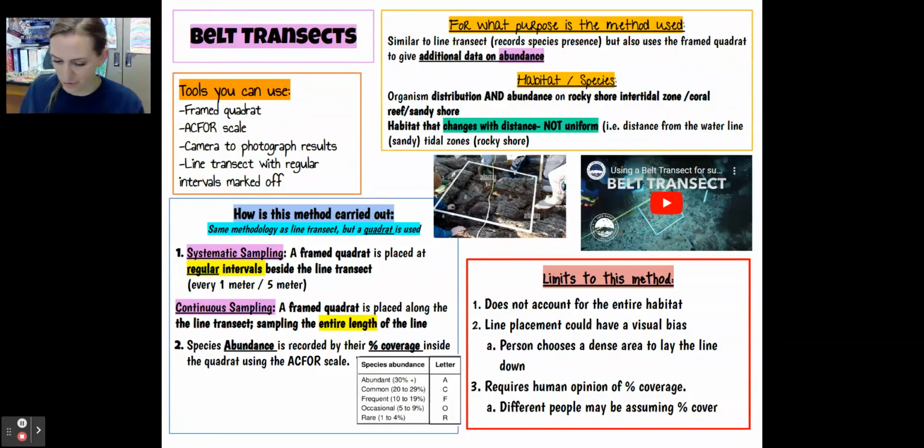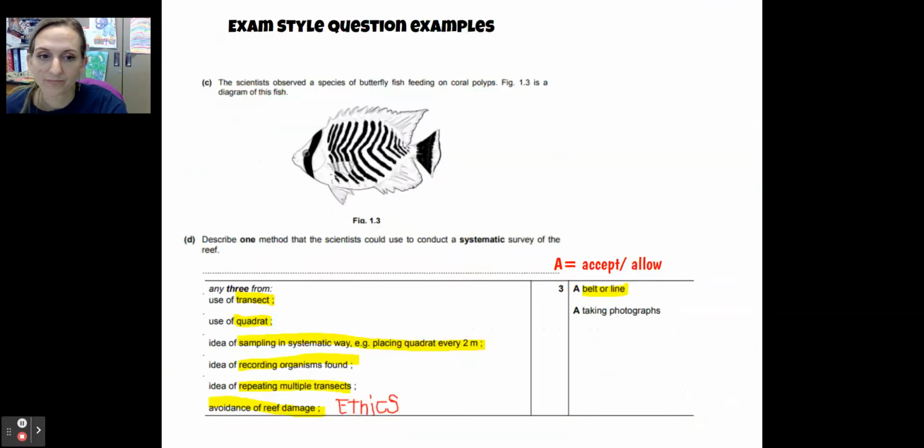The line placement could have a visual bias. A person could choose a dense area to lay it down. They could also be like, I want to get out of here, I'm going to choose an area that, I know, there's not going to be a lot of organisms to count. Easy day. So there could be bias. And then if you are assuming percentage, there's not an exact situation for that, especially if it's to make it easier so you don't have to count. That could be different with whoever's assuming the percent abundance.